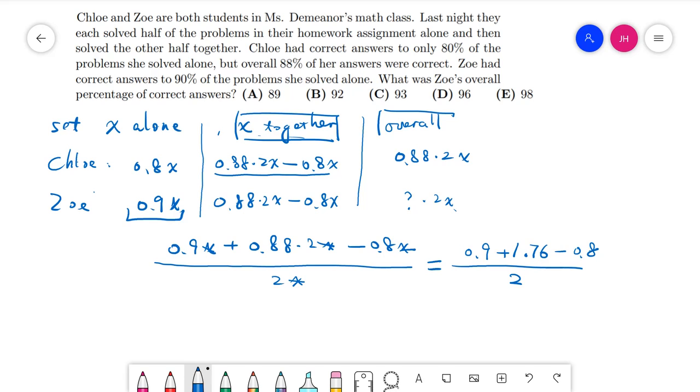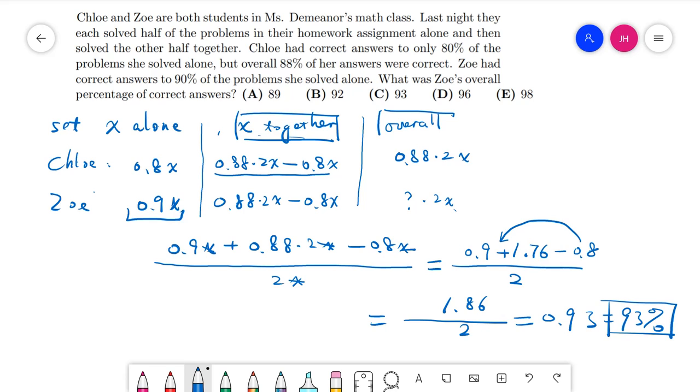Alright, so how do we do this? We deduct 0.8 from 0.9. Let's do that. Then we have 0.1 left, plus 1.76, so that's 1.86 over 2. So that equals 0.93, equals 93%. So our final answer is 93%. That's C.